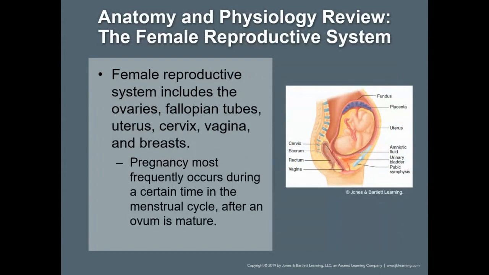Now, when we look at everything, this is a cross section of the body with the alien in there. When we're looking at the reproductive system, we have ovaries, fallopian tubes, uterus, cervix, vagina, and breasts. Well, the breasts aren't part of the reproductive system, but they're part of the feeding system for the baby. Usually, pregnancy most frequently occurs during a certain time of the menstrual cycle after the ovum is mature. That is when you are the most fertile.